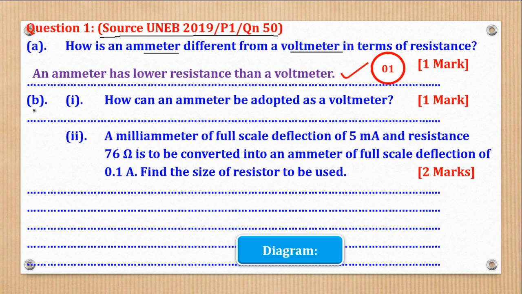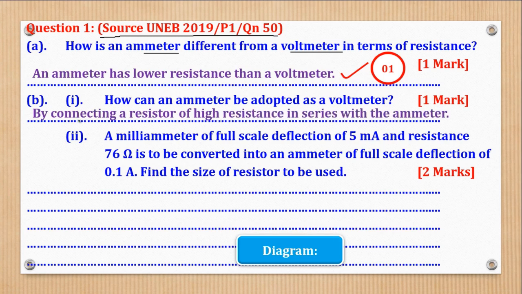Now we shall go to part B Roman 1. Part B Roman 1 says, how can an ammeter be adopted as a voltmeter? Remember, a voltmeter has a higher resistance. So in this case we shall say that by connecting a resistor of high resistance in series with the ammeter. If you wrote that, that will be your 1 mark.